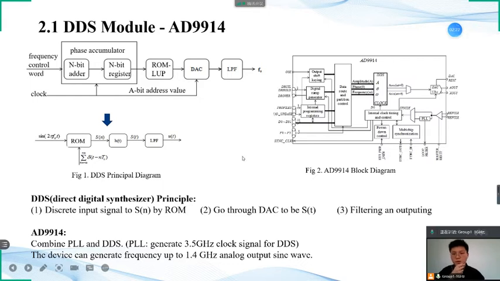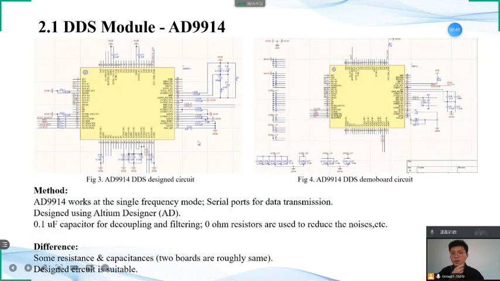After talking with our advisor, we finally decided to choose AD9914 to achieve the DDS function. Figure 2 shows its block diagram. And based on its datasheet, we find it could output 1.4 GHz signal at most, which could meet the requirements. In addition, AD9914 works in single frequency mode and uses serial ports for data transmission.